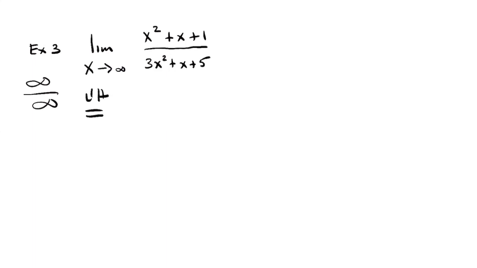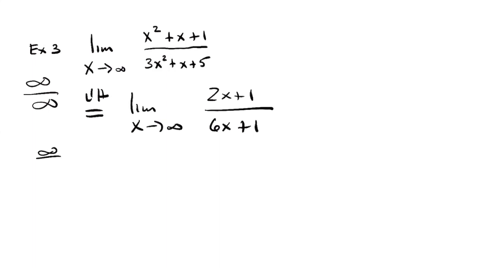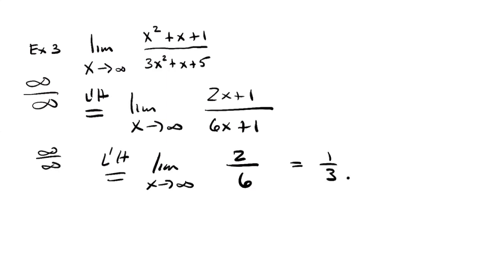So L'Hopital's rule says that this limit is the same thing as the limit as x goes to infinity of the ratio of the derivatives. These are polynomials, so we can make quick work out of differentiating them. Yeah, this thing's still infinity over infinity. So we can apply L'Hopital's rule again. It's the purpose of this example, actually. Sometimes before you get a limit that you can actually successfully evaluate, you have to apply L'Hopital's rule maybe more than once. Here we have a constant, 2 over 6, and that limit is equal to a third.